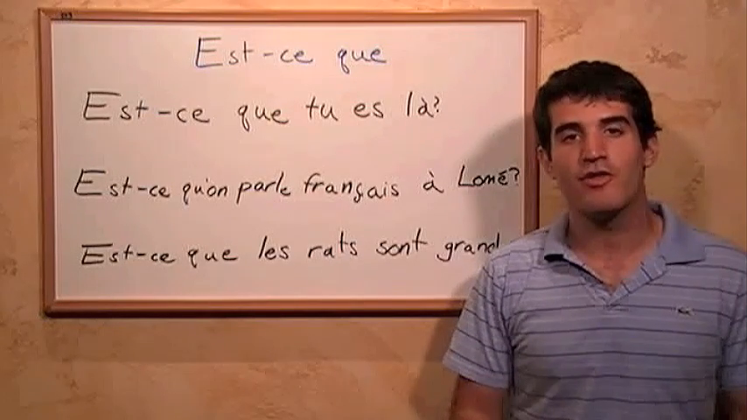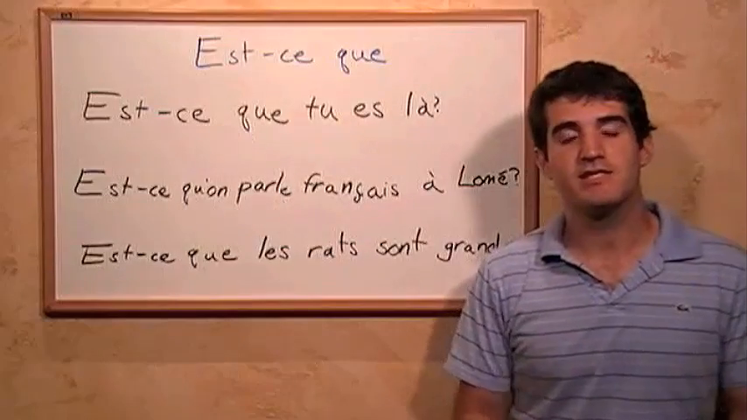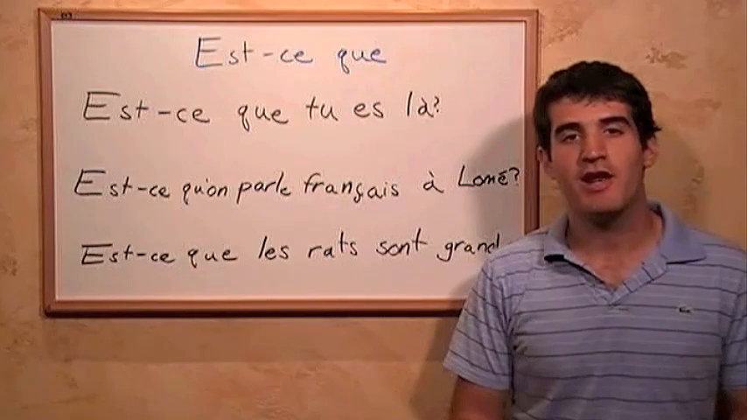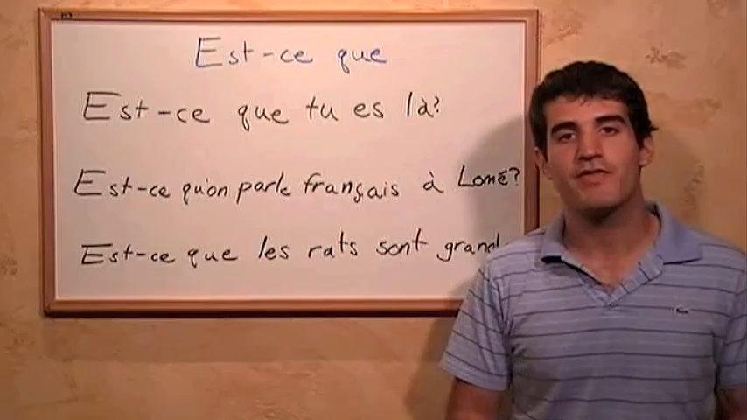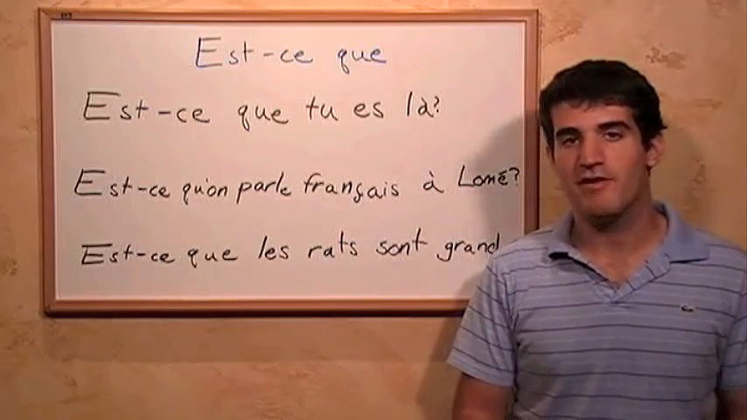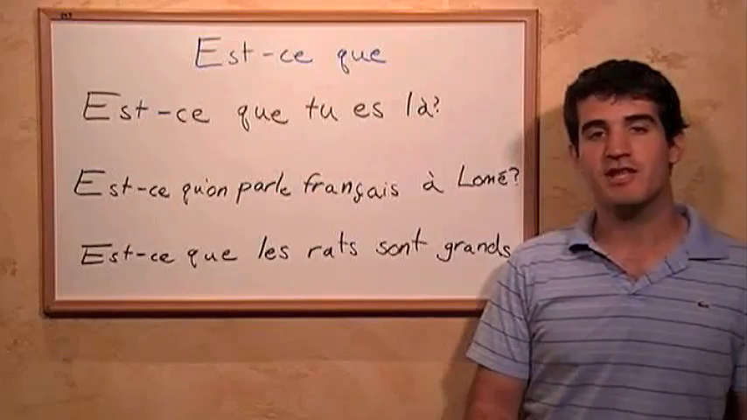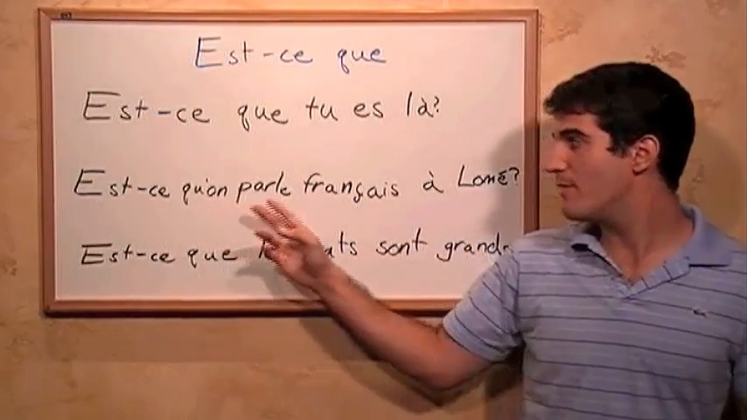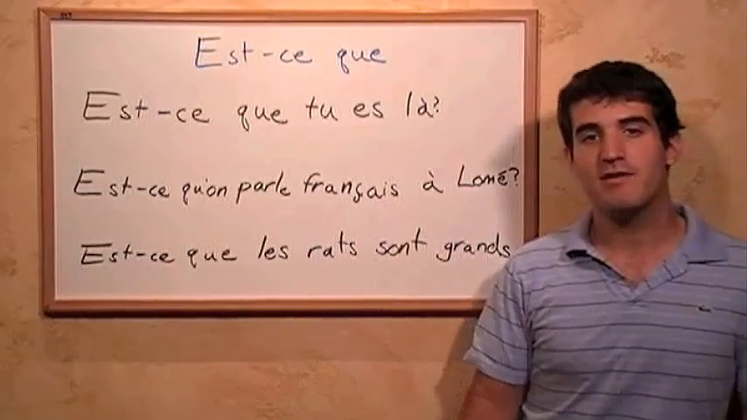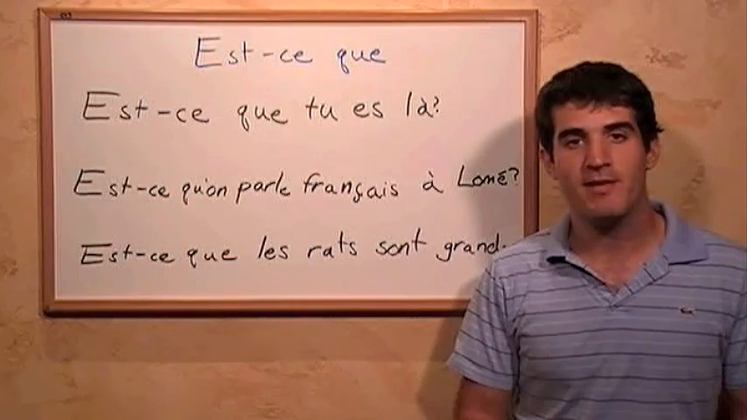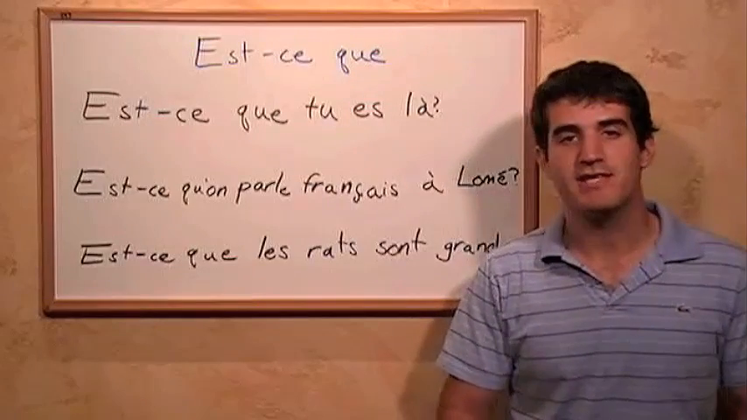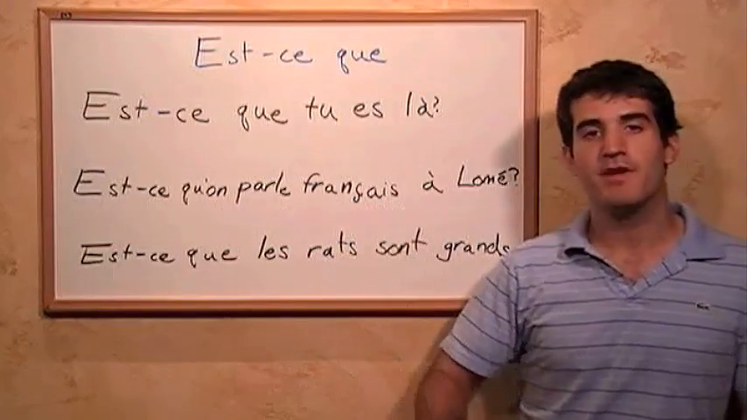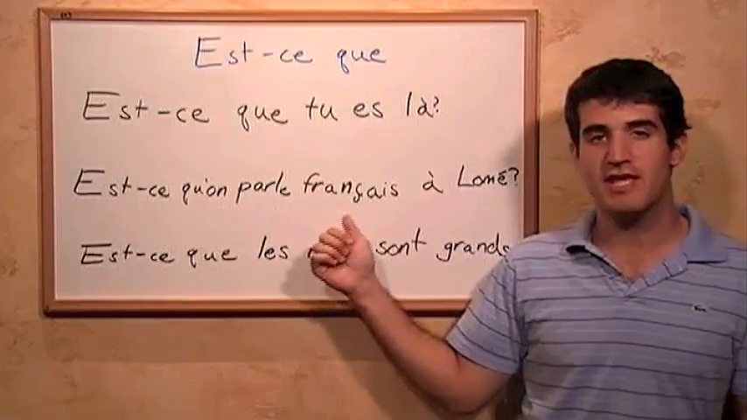If the pronoun or the word that follows the que begins with a vowel, the E of the que drops, and we put an apostrophe there, aligning it with the thing that follows. So for example, if we want to say, does one speak French in Lomé, the capital of Togo, a country in Africa, we get est-ce qu'on parle français à Lomé? Again, if we were just to say, one speaks French in Lomé, or you speak French in Lomé, as in general, is French spoken there, we could say, on parle français à Lomé. But to make it a question, we get est-ce qu'on parle français à Lomé?